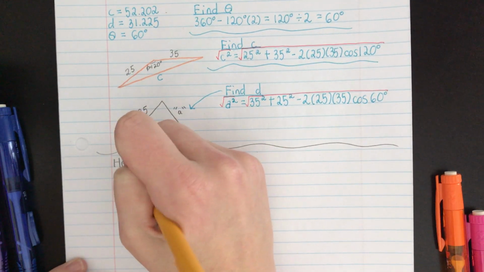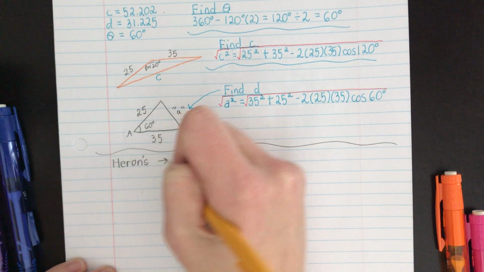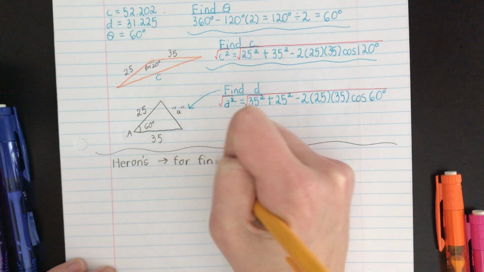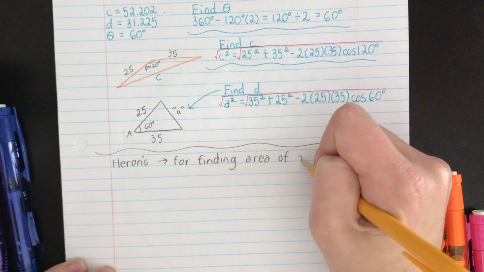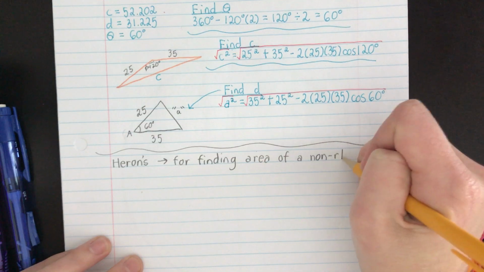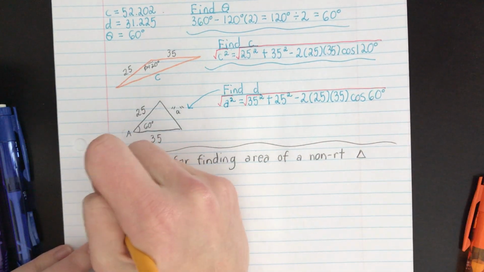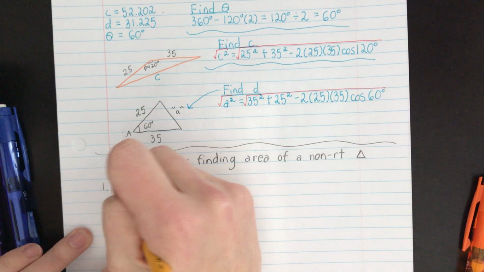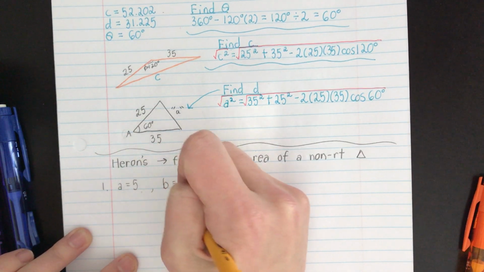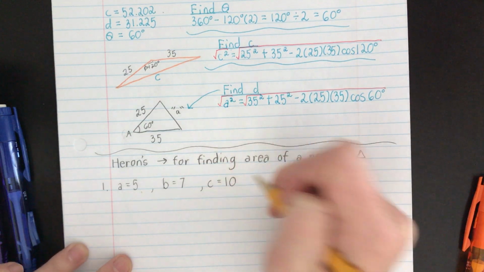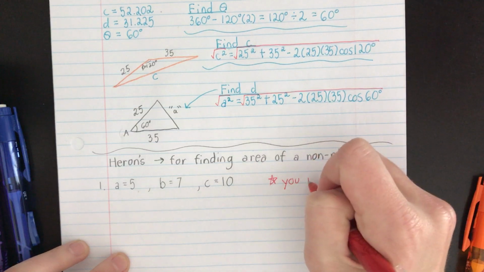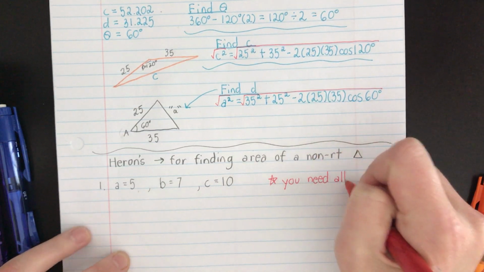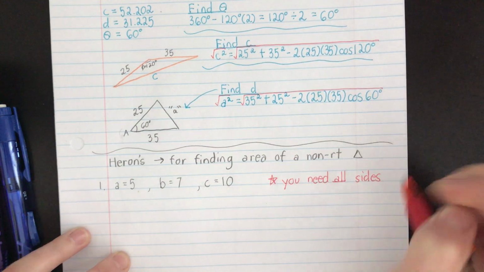Okay, so last problem, finally, using Heron's formula. Heron's is for finding the area of a non-right triangle. So given A equals 5, B equals 7, and C equals 10, because you need all sides, this is how Heron's works. So Heron's formula is right here.